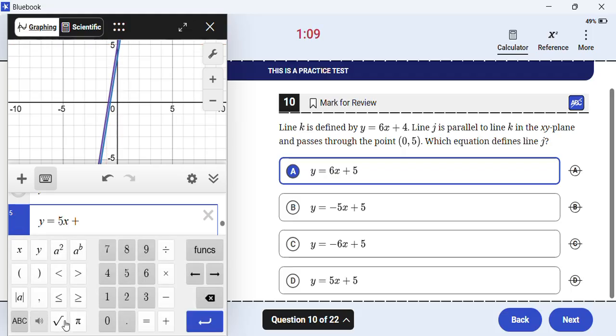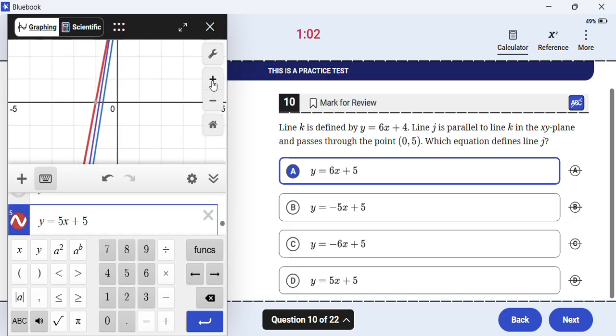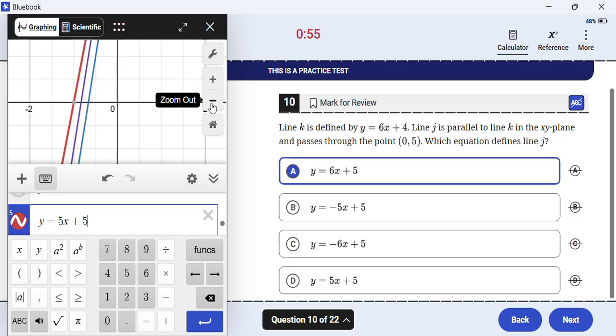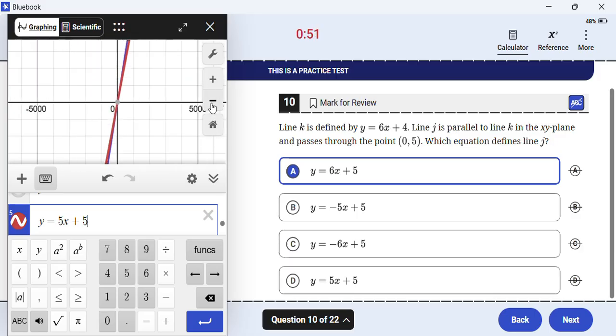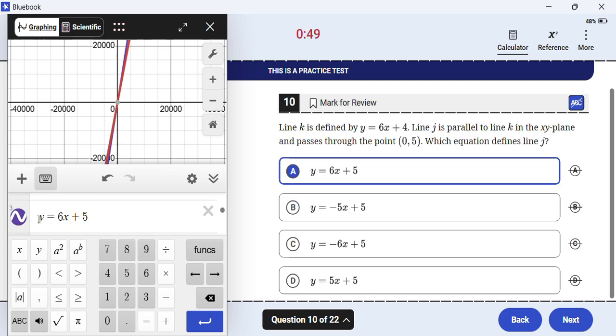Now, when you're on the test, if you don't want to take the time to double check this stuff, I don't blame you. If we were zoomed in far enough, that red one would almost look parallel, right? But if we zoom out, you can see they do actually cross each other.